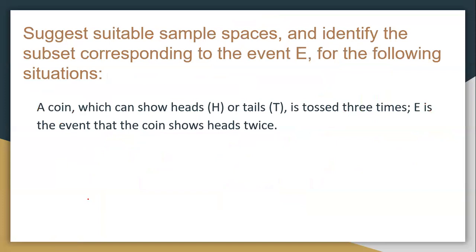Then we had this number. They told us to suggest a suitable sample space and identify the subset corresponding to the event. You had a coin which can show head or tail tossed 3 times. The event is that the coin shows heads twice. We have just done a coin that is tossed 3 times, and for heads showing twice, I expect members to put in the chat the answer for that. Members, put for me the answer, what you expect to be your event. Shows heads twice.